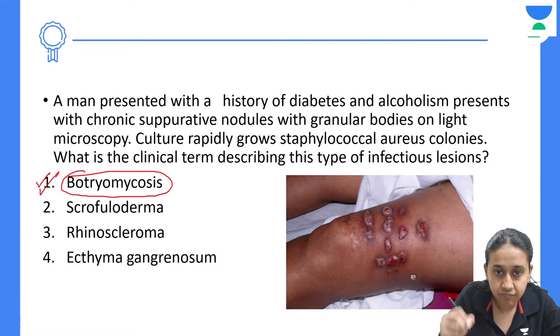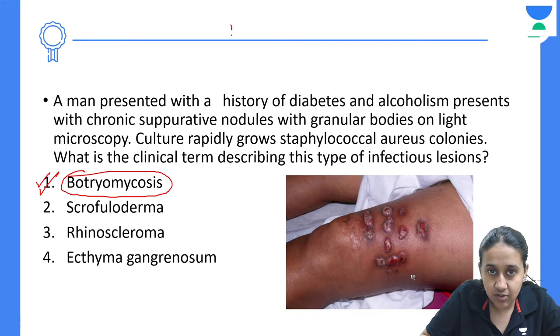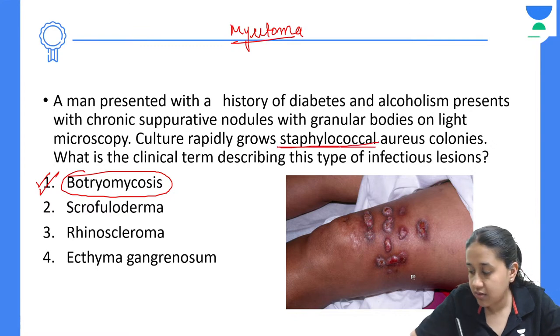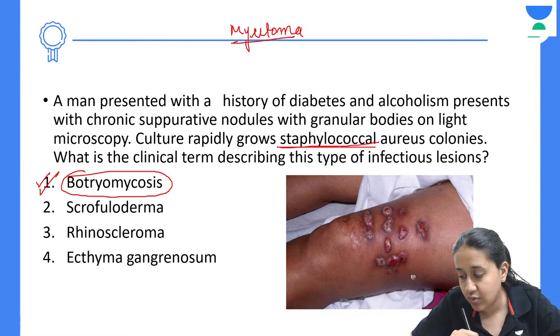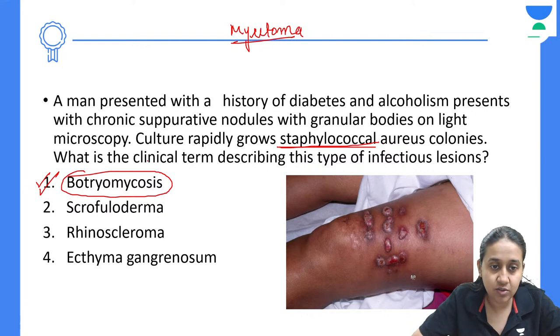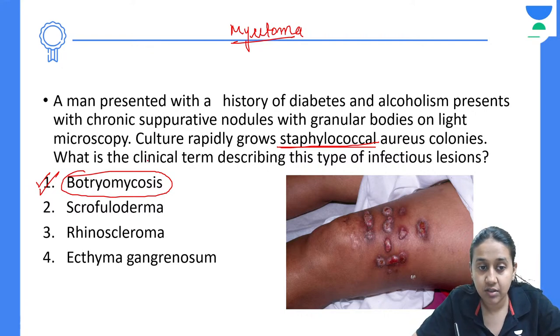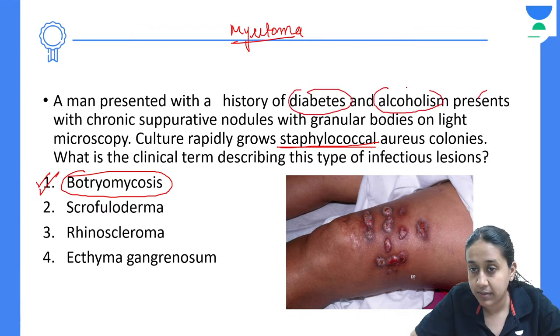Botryomycosis. Now this looks very similar to that of mycetoma. But when you culture the mycetoma, you will never get Staphylococcus aureus colony. It means you are dealing with a condition which resembles mycetoma, but it is a bacterial infection, and the name given to that condition is botryomycosis. It is more common in diabetic patients or those who are immunocompromised like alcoholic patients.